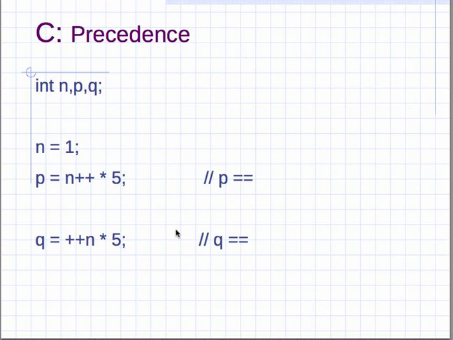Next, let's take a look at the ever popular post-increment and pre-increment. This always can be confusing at some point. Okay, so let's say we have three variables, n, p, and q. We set n to 1, and then we have p is equal to n plus plus times 5. So you might say what this does is increment n, and you would be completely right in saying that it does increment n from 1 to 2.